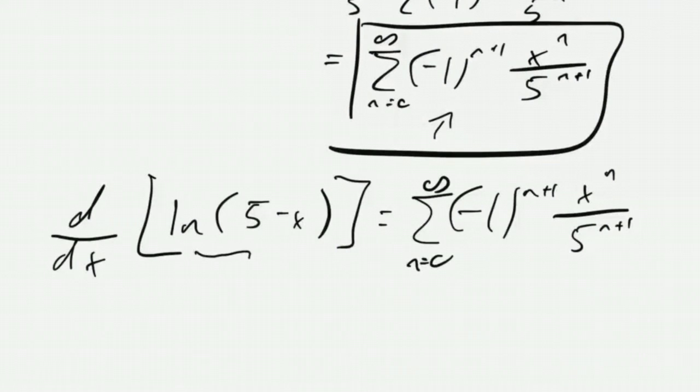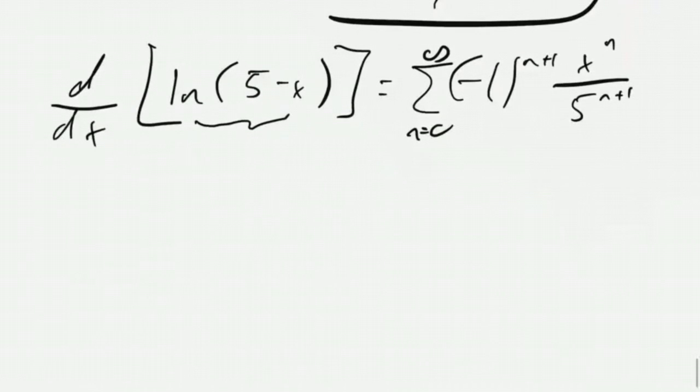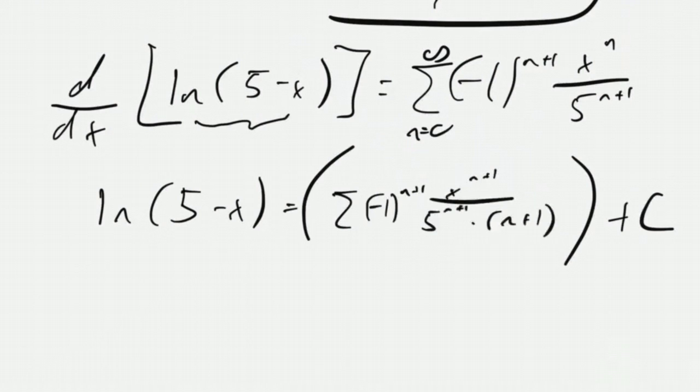How do I find the power series for this? I want to get rid of the differentiation symbol, so I just integrate both sides. On the left, I get ln of 5 minus x. On the right, I get the integral of my power series plus c. Let's see, what's the integral of my power series? Should be this.